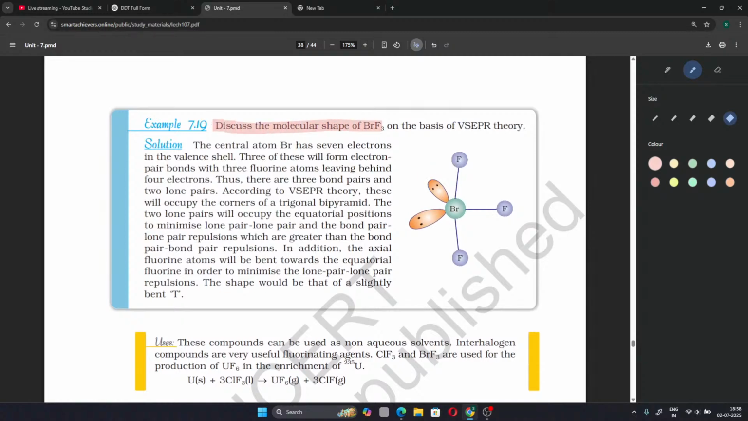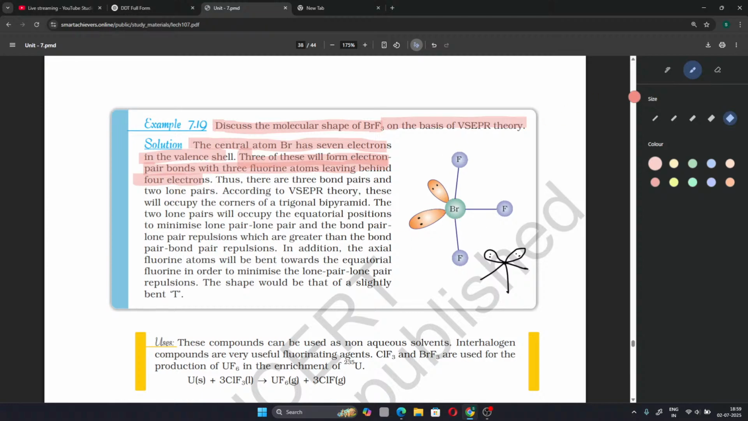Discuss the molecular shape of bromine trifluoride on the basis of VSEPR theory. As we see here, it is somewhat a bent T shape, and there are two lone pairs here. Normally the T is straight, but it is bent in this case. The central atom is bromine. They are telling us the reason. The central atom bromine has 7 electrons in the valence shell. This is normal in all the halogens. Three of these electrons will form electron pair bonds with 3 fluorine atoms, leaving behind 4 electrons.